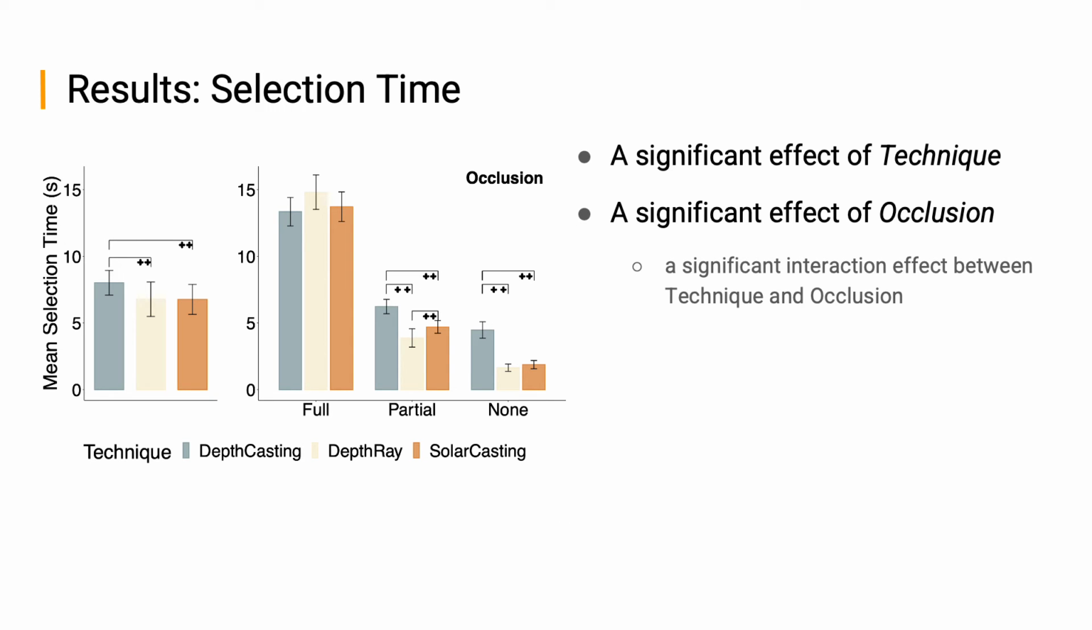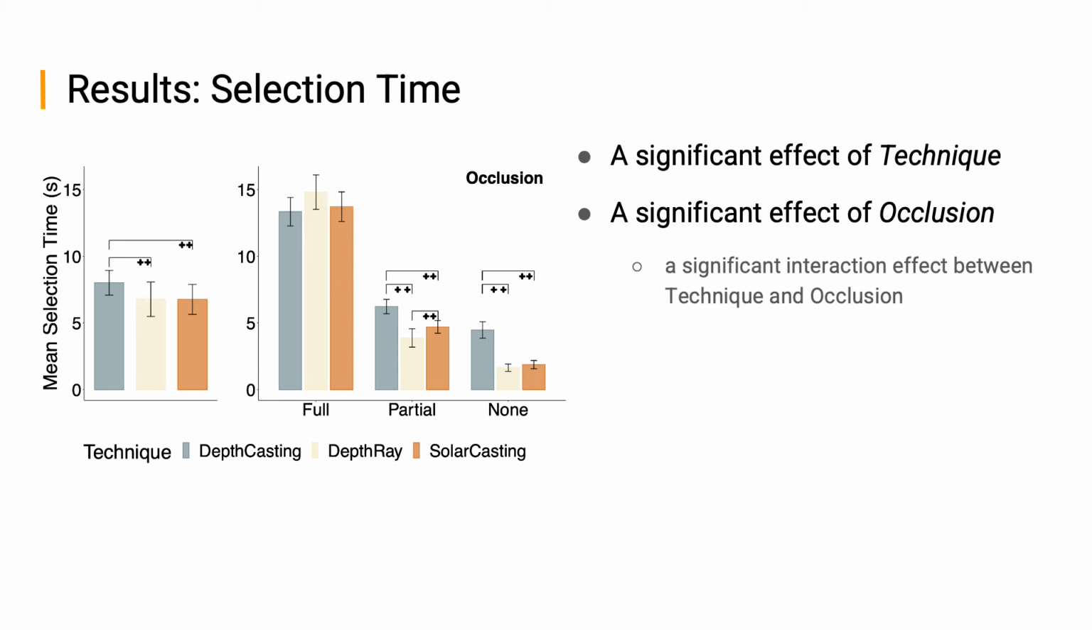We first looked at the selection time. We found a significant effect of technique. Depth casting took significantly longer than all other techniques. We found a significant effect of occlusion. Participants still spent significantly longer time in the full occlusion environment. And we found a significant interaction effect between technique and occlusion.